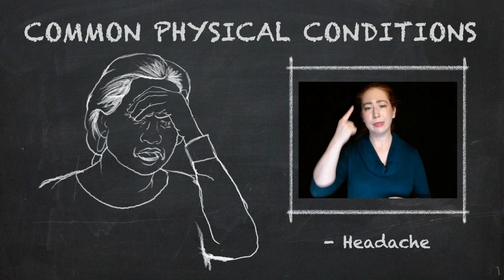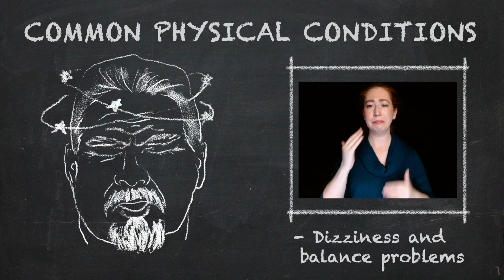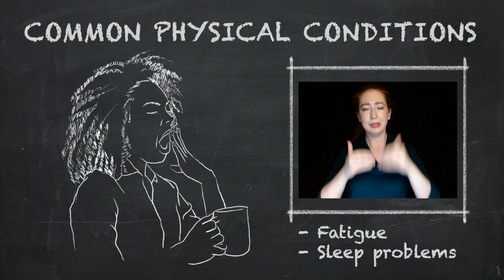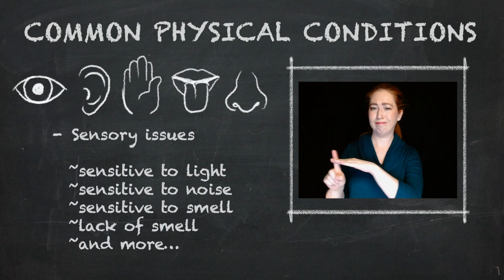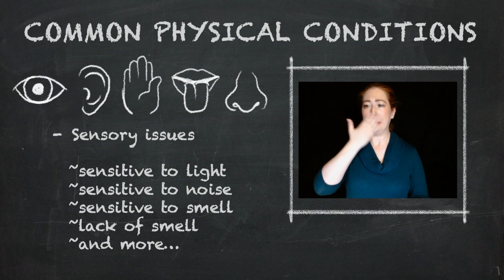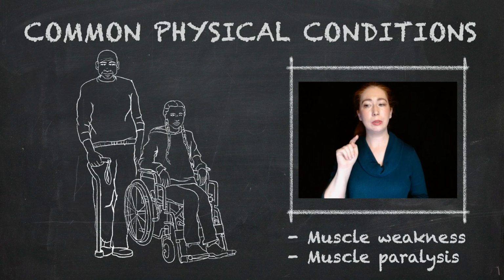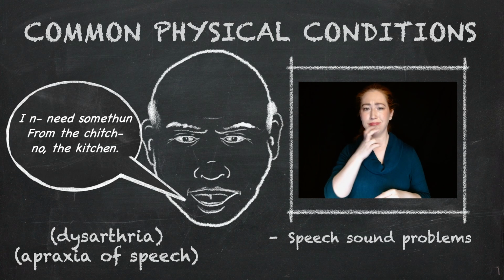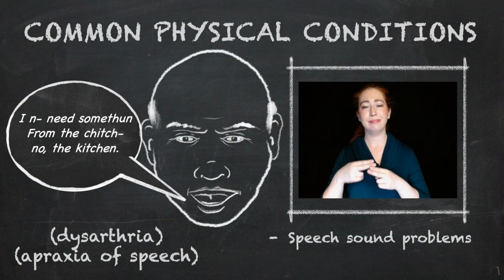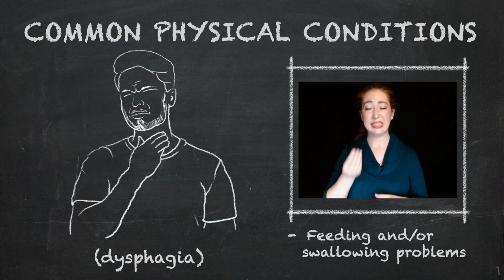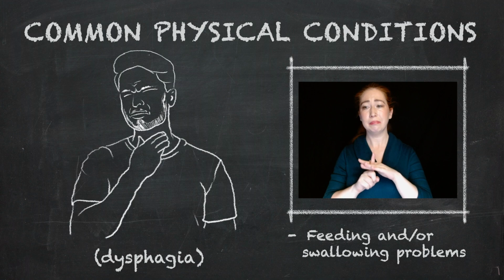There are some common physical conditions such as headache, dizziness and balance problems, nausea or vomiting, fatigue and problems with sleeping. Someone may also have sensory issues such as sensitivity to light, noise, or smell. More severe TBIs might involve muscle weakness or paralysis, problems producing speech sounds called dysarthria, or apraxia of speech, or feeding and swallowing problems called dysphagia.